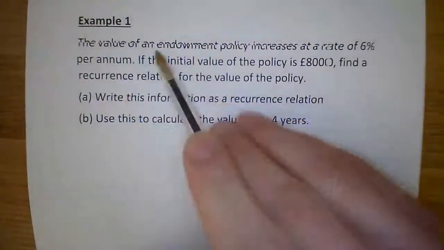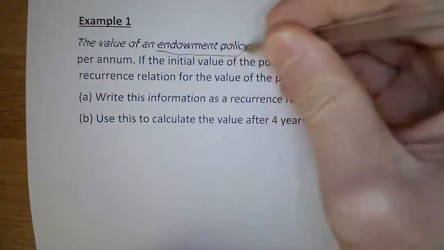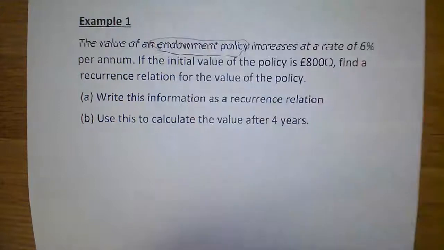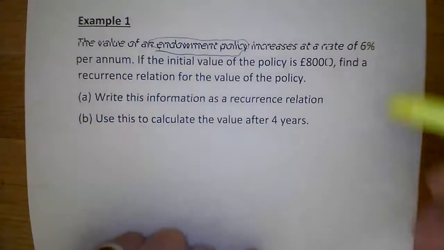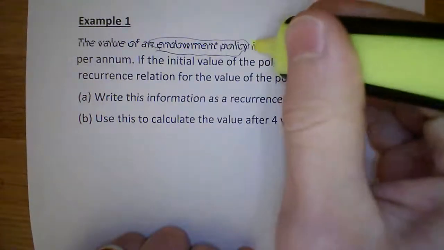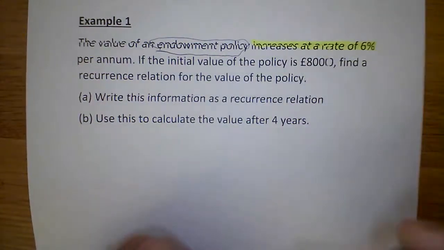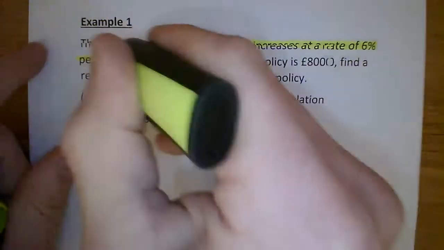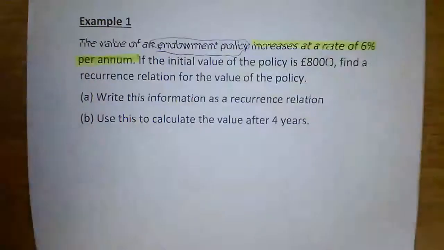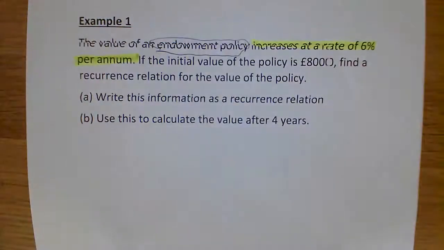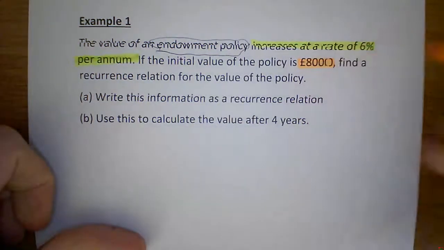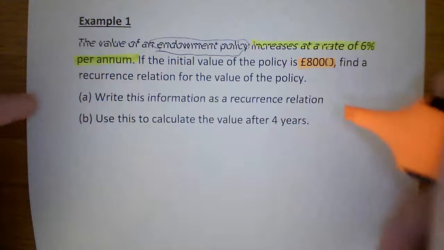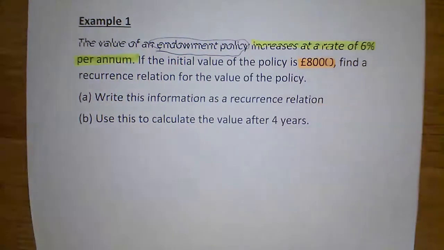So for example, the value of an endowment policy. Now, that term there is pretty scary, but you don't actually need to worry about it so long as you can pick out your vital information. The vital information here is it increases at a rate of 6% per annum, which means per year. So 6% per year, that's our first piece of important information. The initial value of the policy is £8,000. Write this information in a recurrence relation.